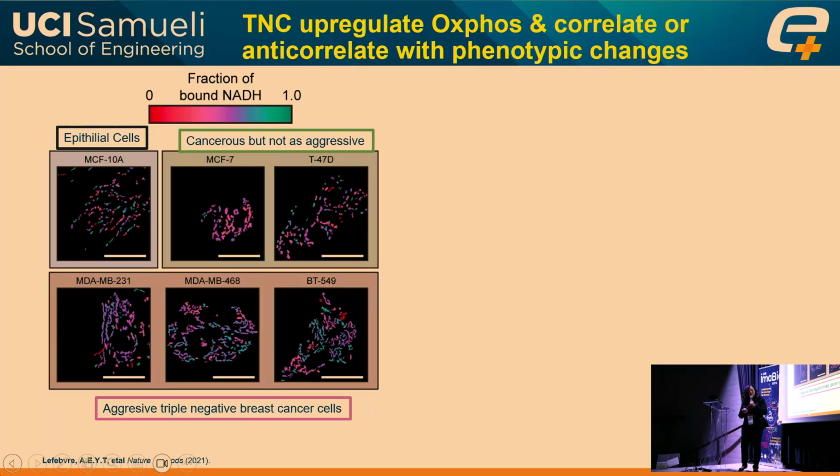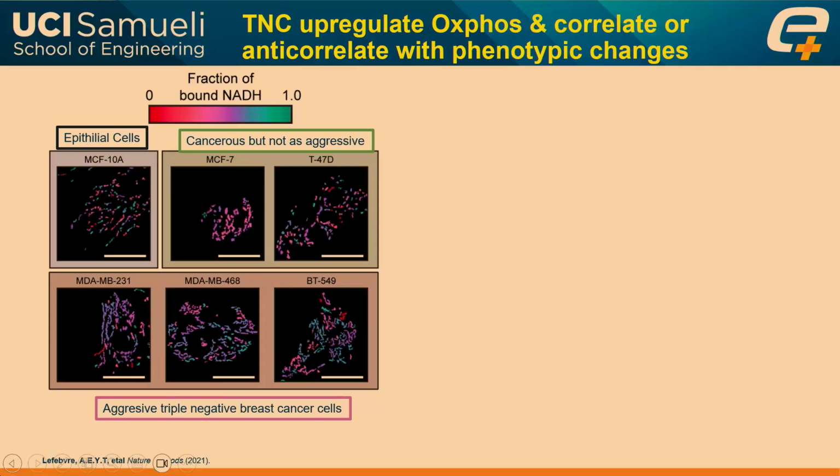All right, so what does this give us? So here's the mitochondria that the Mitometer program has identified. We use MCF10A cells, non-cancer cells, then cancerous but not as aggressive cells, and these are the triple-negative breast cancer cells.